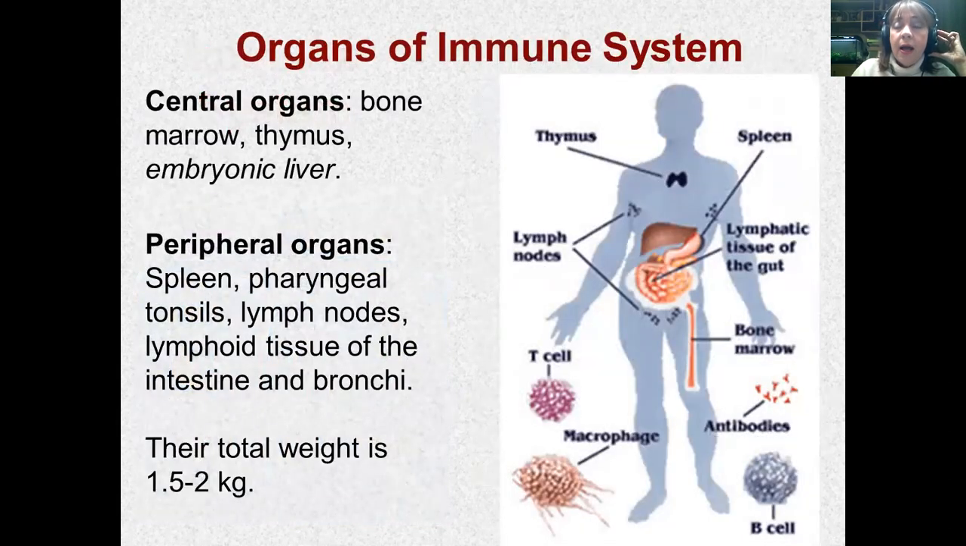Immune system consists of central and peripheral organs. Central organs are bone marrow and thymus. Before birth, we have the third central organ, embryonic liver. Peripheral organs are more numerous. It is spleen, pharyngeal tonsils, lymph nodes, lymphatic tissue of intestinal tract like Peyer's patches and bronchi. The total weight of these lymphatic organs is approximately 1.5 to 2 kilos, similar to brain, for example.